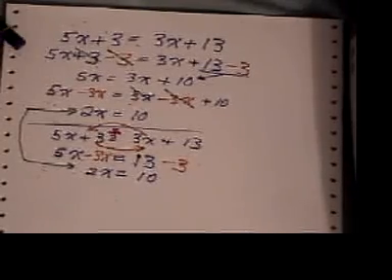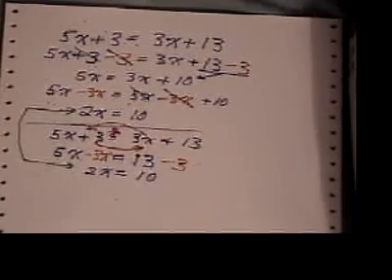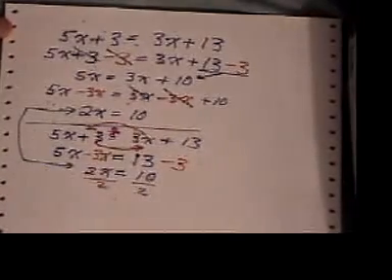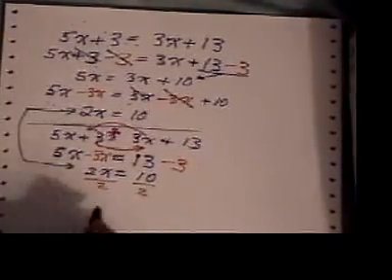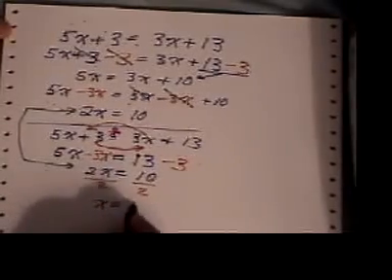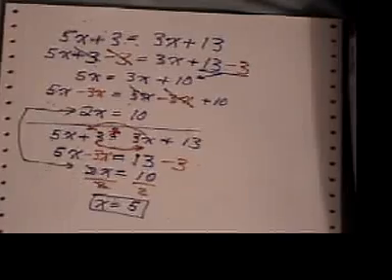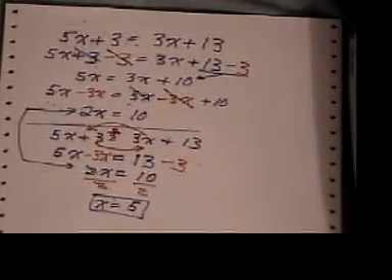Now we just finish off by doing as we did in the lesson before. Divide this side by 2, divide this side by 2, and we're ready to write our answer. X equals 5, and these two guys cancel. And that's the end of lesson 2.